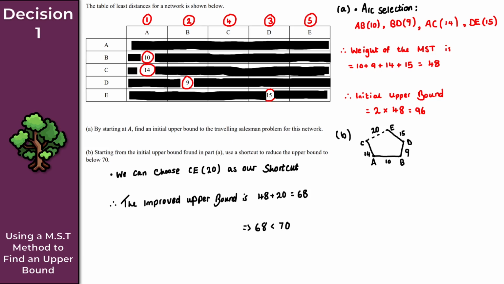Okay. And there we have it then. So that gives us the solution to the one practice question for this video. And that brings the end then of this video here on using a minimum spanning tree method to find an upper bound.